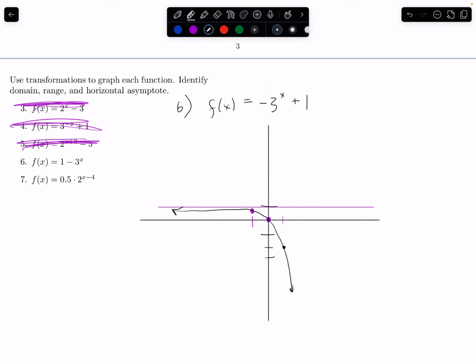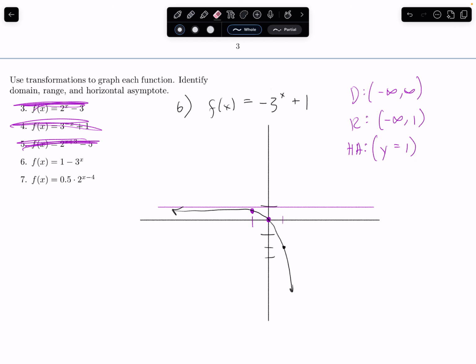And then let's answer the questions. The domain is negative infinity to positive infinity. The range is up until it hits 1 as the highest, right? So it's kind of opposite. It goes from negative infinity to positive 1. And what's the horizontal asymptote? That's going to be y equals 1.